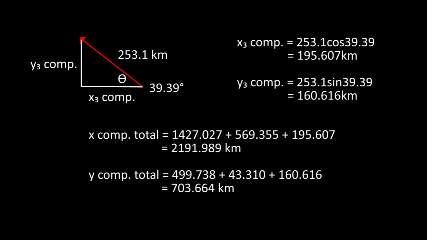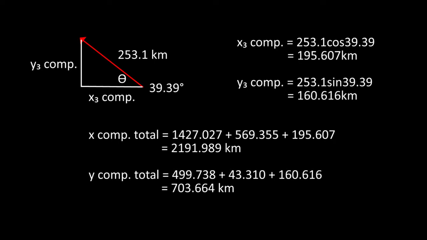What we're going to do next is add up all of our x components and all of our y components. So since all of our x components were facing in the west direction, they are all going to be positive. So let's add them all up. Displacement number 1 was 1,427.027 kilometers plus displacement 2, which was 569.355 kilometers. And we're going to add that with displacement number 3, 195.607 kilometers, to give us a grand total of 2,191.989 kilometers west.